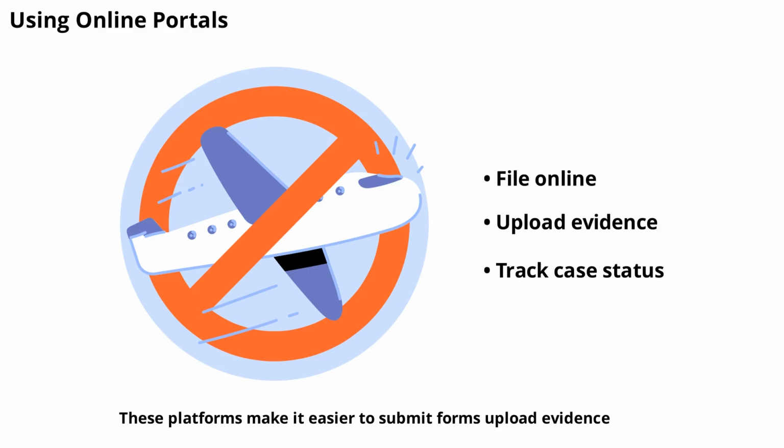Many housing authorities and agencies now offer online portals for filing and tracking complaints. These platforms make it easier to submit forms, upload evidence, and check the status of your case. Take advantage of these digital tools for a faster and more convenient experience.